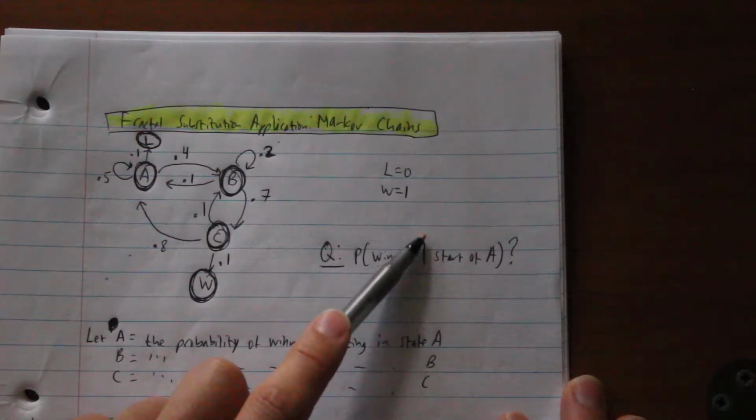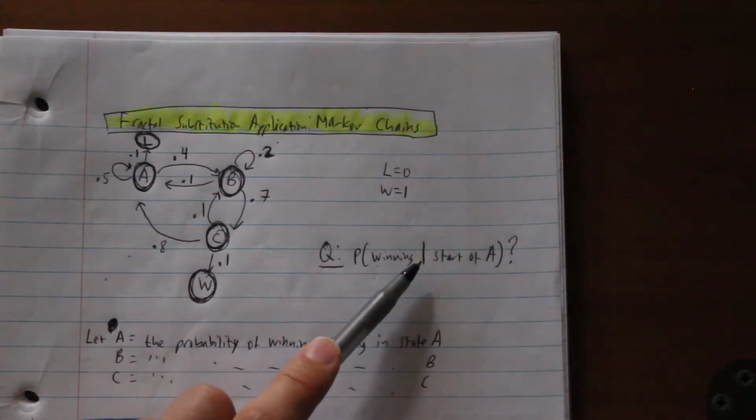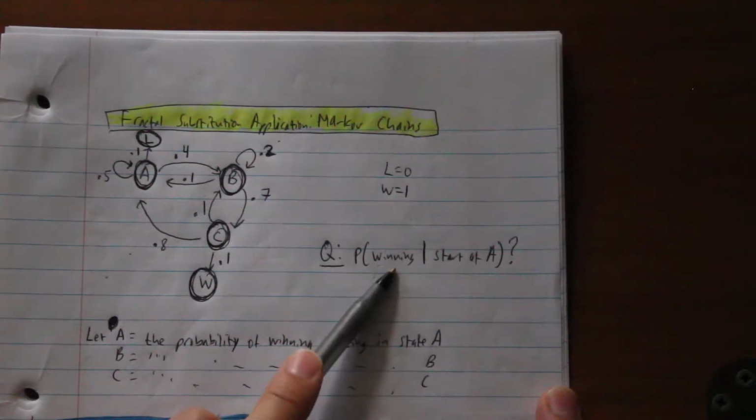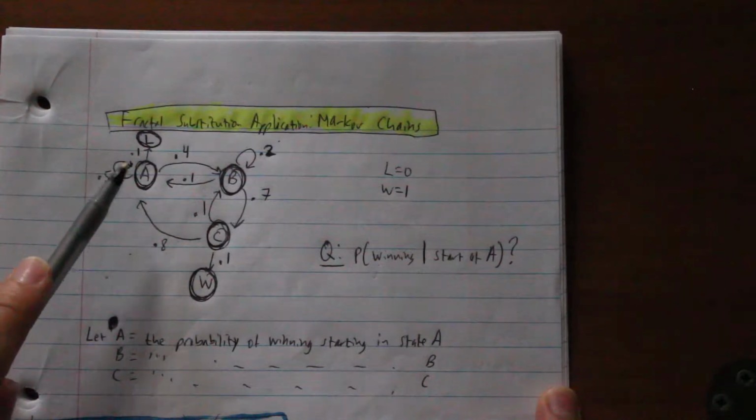So this bar just means given or conditioned on. We'll talk about that much later. But it just means assuming you start in A, what's the probability you win? So that's what we're going to go over.